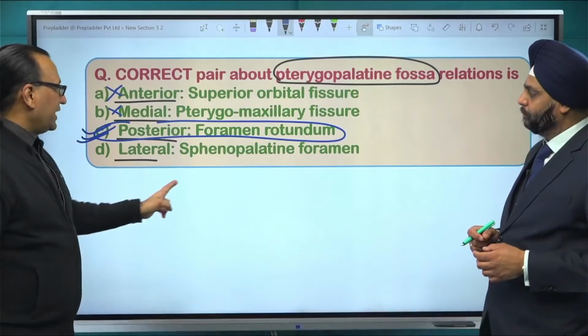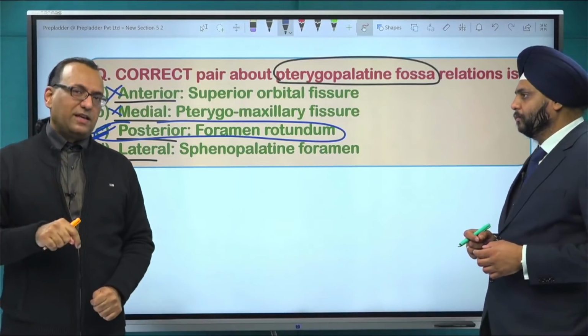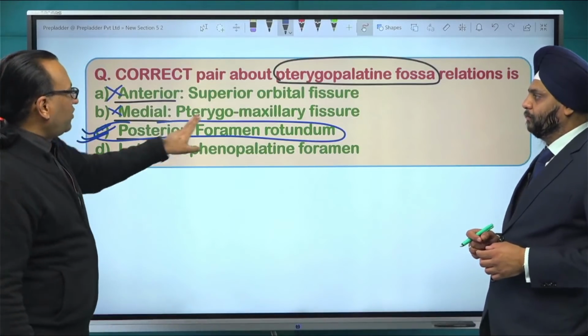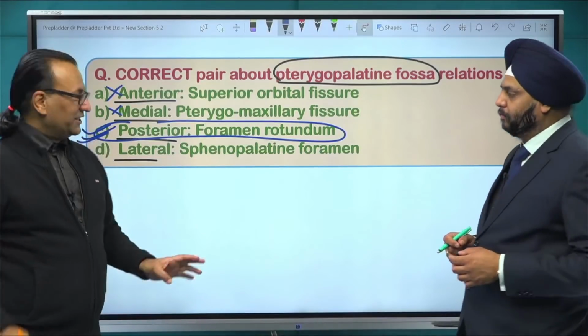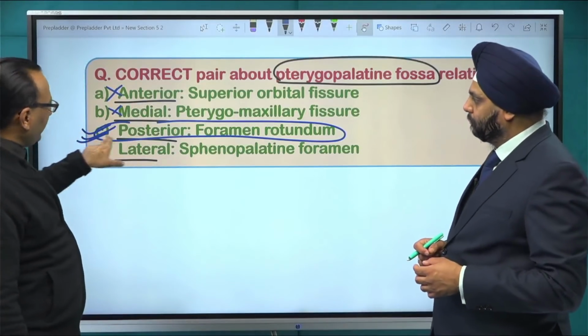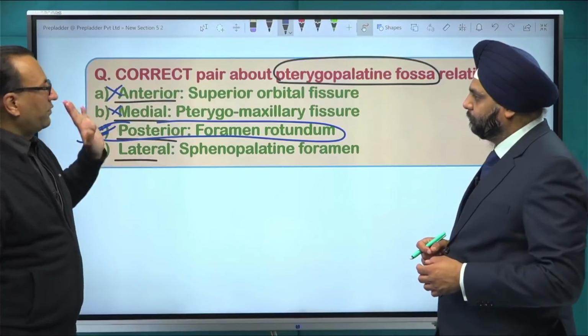What about lateral? Is it sphenopalatine? Sphenopalatine is medial. Pterygomaxillary is lateral. So they have interchanged it. But choice C is the correct pair. That's what we wanted to know.